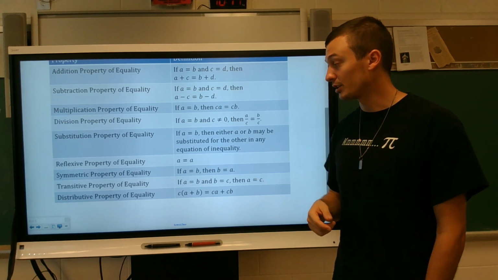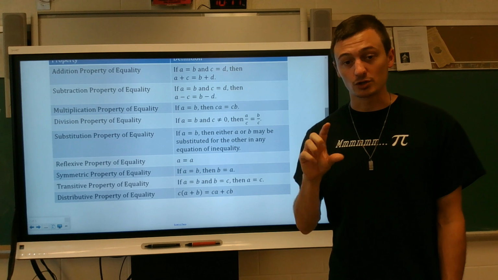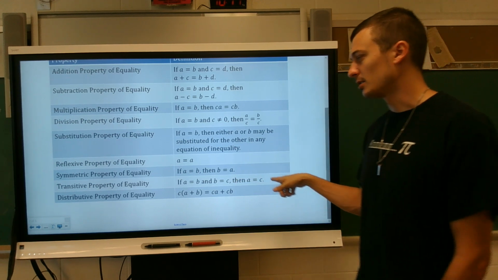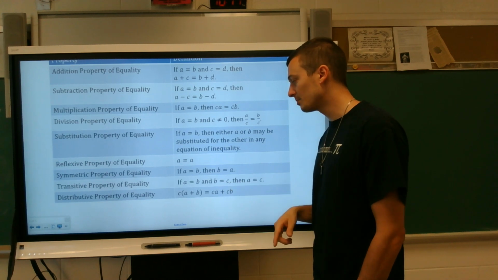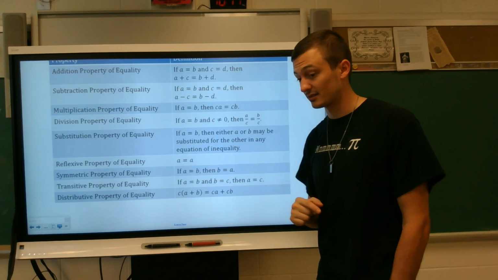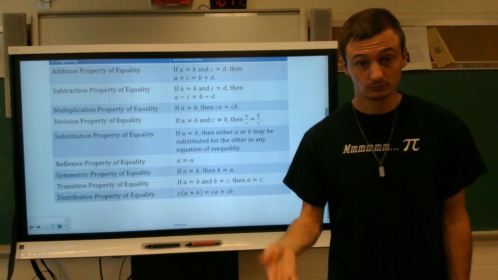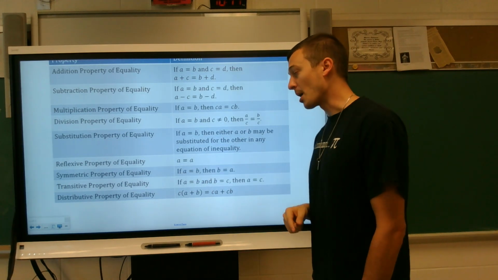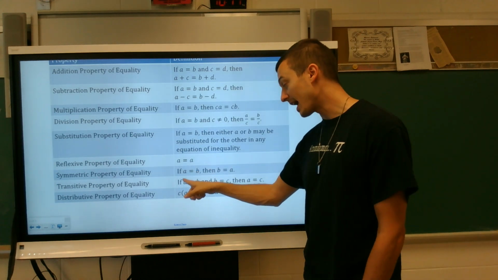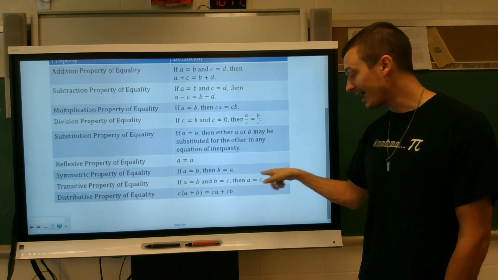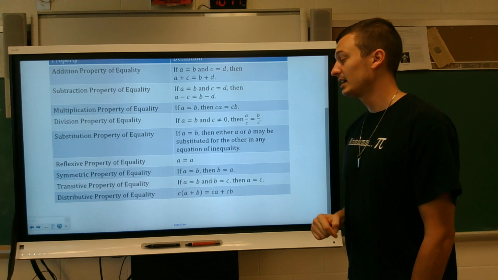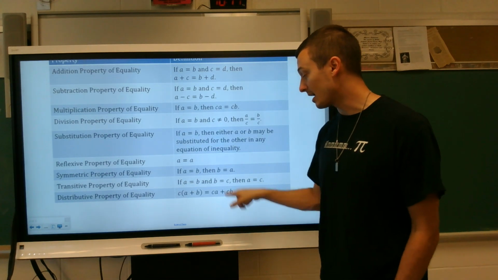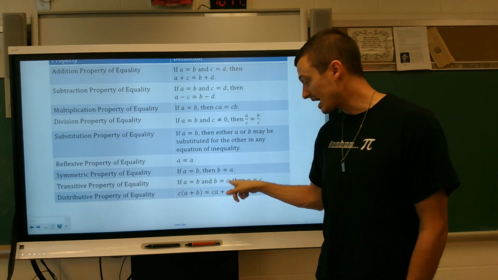You can do it with inequalities too, but you have to make sure you flip the sign. So if it's greater than, it changes to less than, which is something like that. But the symmetric property of equality is super easy, because if you know that 4 equals x, you know x equals 4. You could just flip an equation and nothing changes. The transitive property of equality says that if A equals B and B equals C, then A equals C. That's another thing. Then if A is the same as B and B is the same as C, then A and C have to be the same thing.